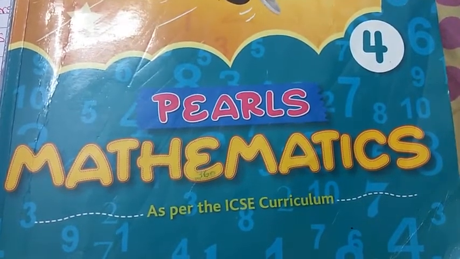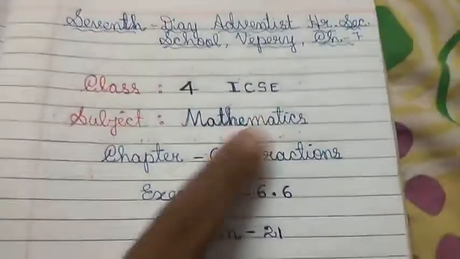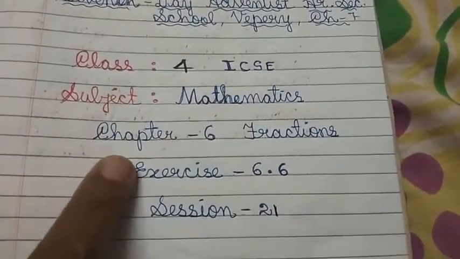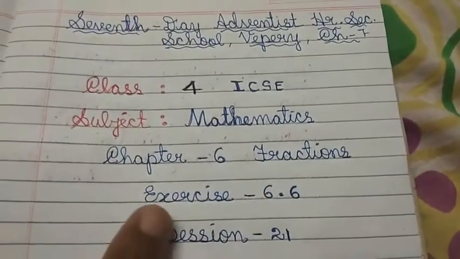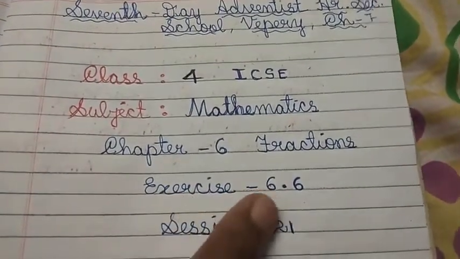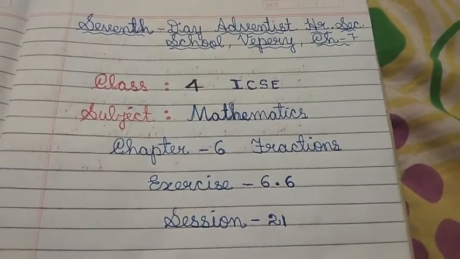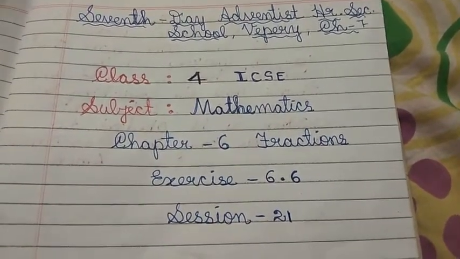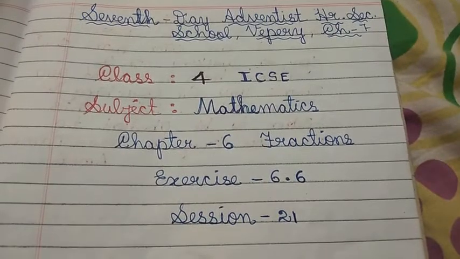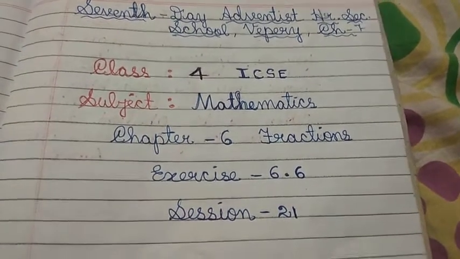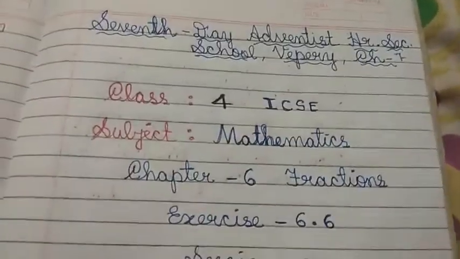Children, we are going to learn mathematics only. Class 4th ICC, subject mathematics, chapter 6, fractions. Today we are going to learn exercise 6.6, because before we learned 6.5, isn't it children? And this is session 21. Okay, now we'll go into the sums.